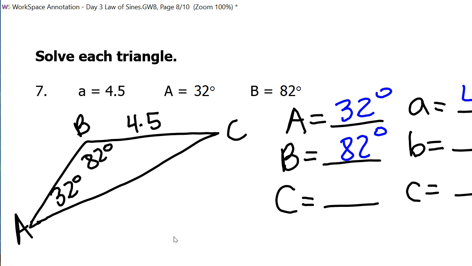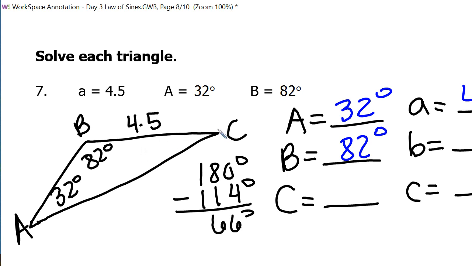Now we can find angle C pretty quickly. If I add 32 degrees and 82 degrees, what do those add up to? 114? And what's 180 degrees minus 114 degrees? 66 degrees. So angle C is 66 degrees.